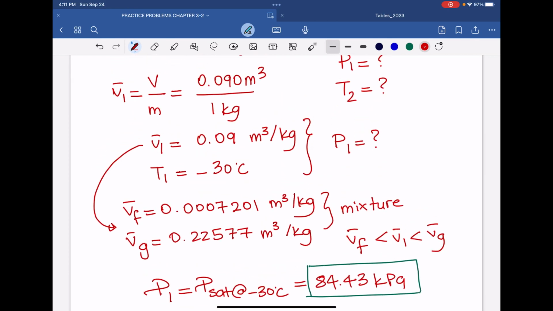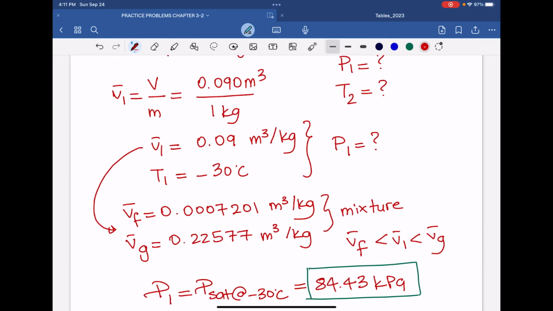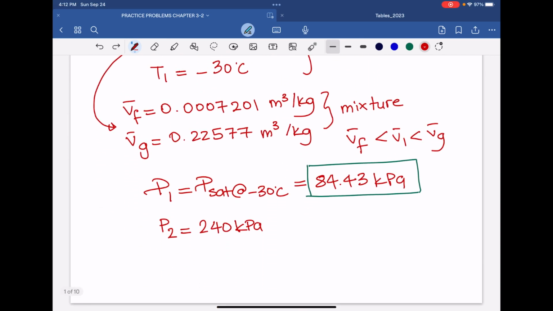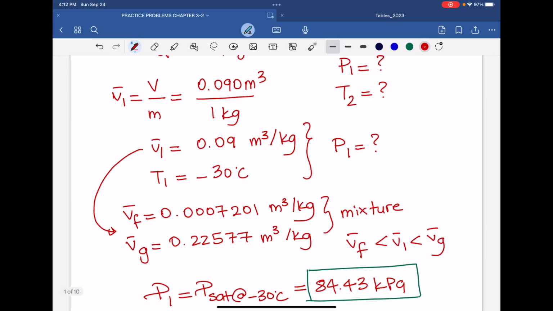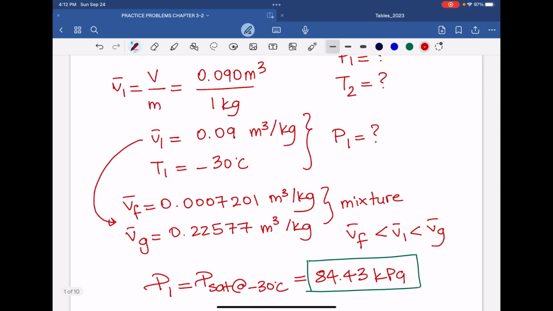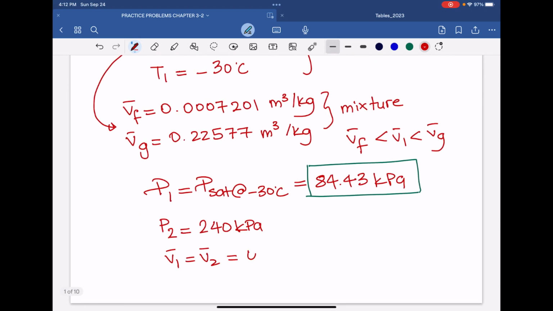That means that since volume and the mass is not changing because it's a closed system, then a rigid tank, therefore specific volume should not change either, right? Looking at the formula, this doesn't change, this doesn't change. Therefore, we can say that specific volume is also not changing, which was 0.09.